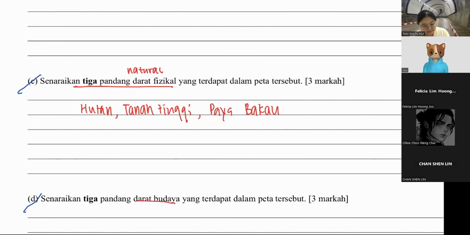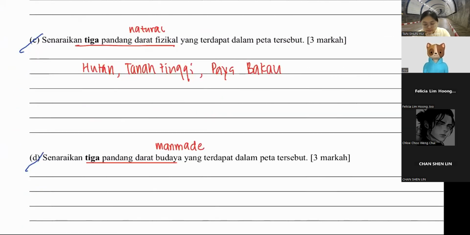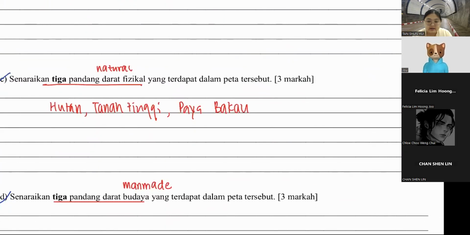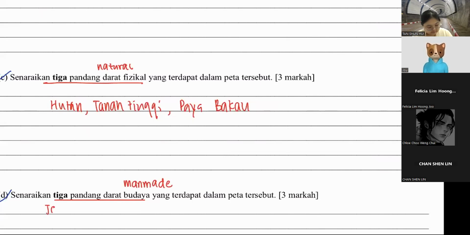Oh, pandang darat budaya. What is budaya? Man-made. Just now, what man-made we have? Wait, I forgot. Yeah, Jalan Raya. All right, you have masjid and kilang. Okay, can.